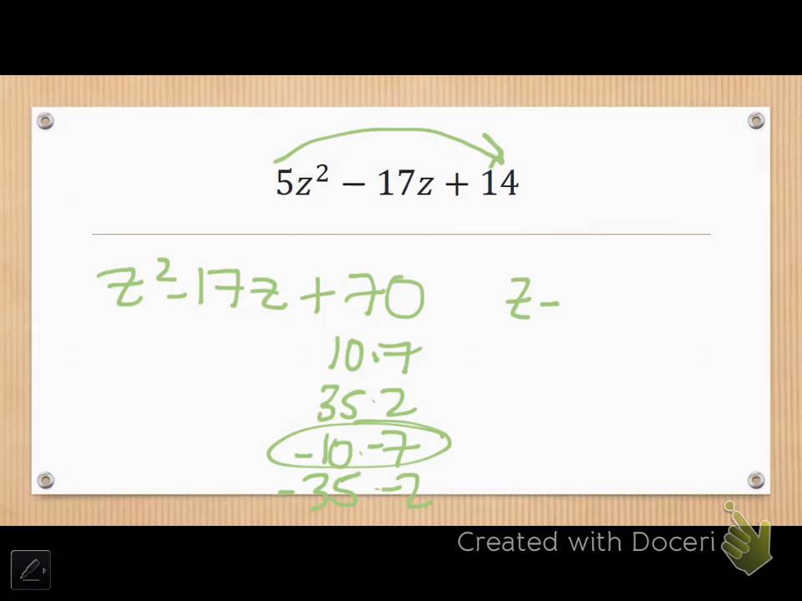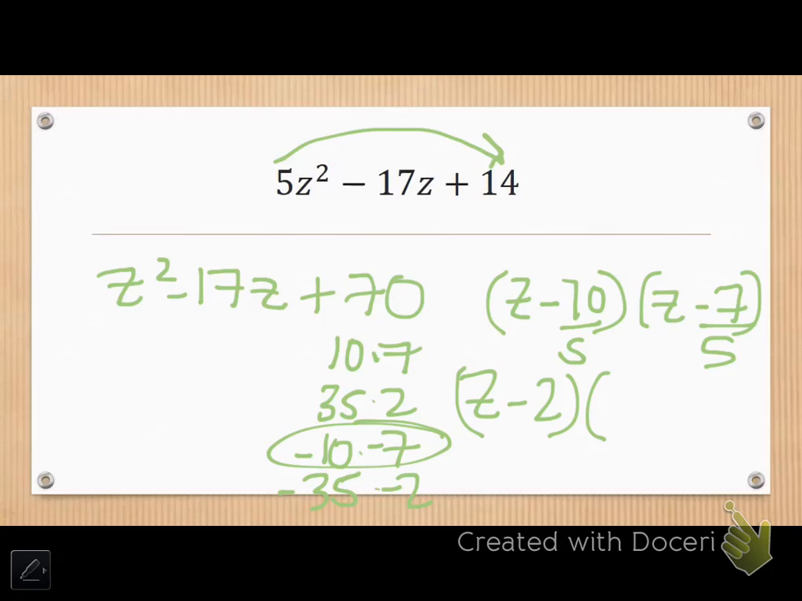So I'm going to have z minus 10 and z minus 7. We sent the 5 back, so we're dividing by 5. So z minus 10 divided by 5 is 2. And 7 can't be divided by 5, so bottoms up. And there's my answer.